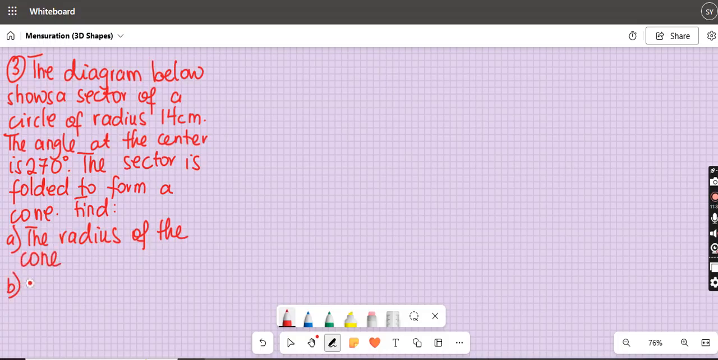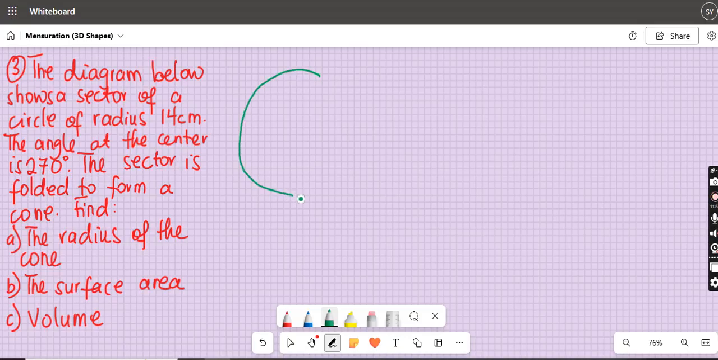And then B, the surface area of the cone. And then C, the volume of the cone. All right, so this is what we are told. We have a diagram here, and then we are given the angle at the sector to be 270 degrees. The radius of the sector is 14 centimeters. I forgot to add, we are told to take pi to be 22/7.